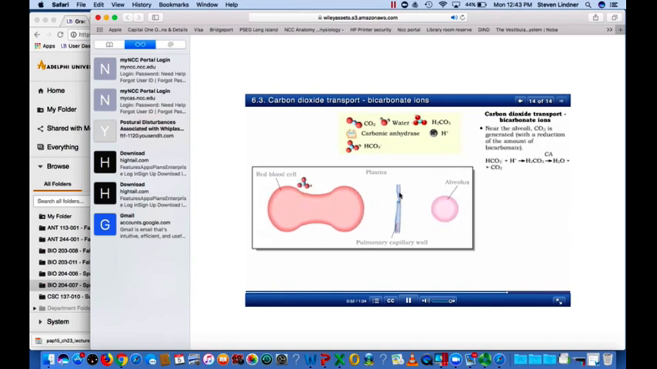Carbon dioxide is generated near the alveoli. The carbon dioxide that is produced diffuses into the alveolus for removal from the body.